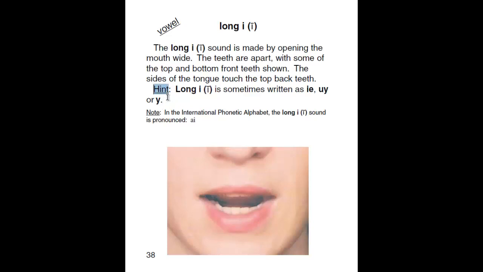Long I. I. The long I sound is made by opening the mouth wide. The teeth are apart with some of the top and bottom front teeth shown. The sides of the tongue touch the top back teeth. I.